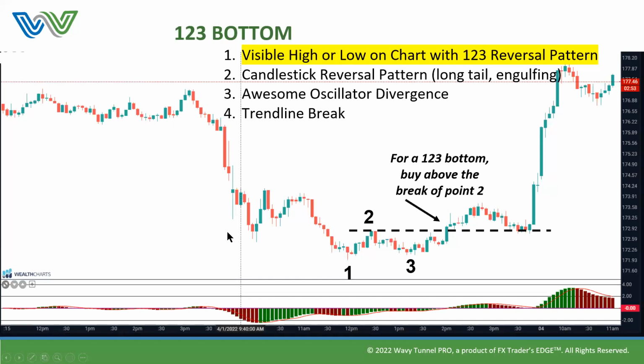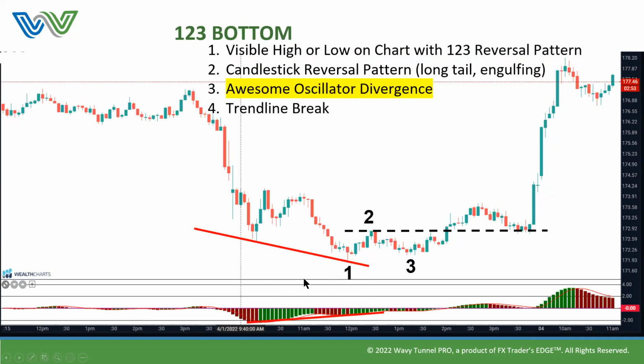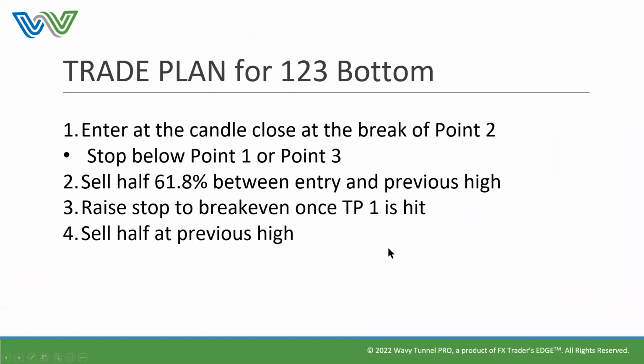So visible low on the chart with 1, 2, 3 reversal, candlestick reversal pattern. We have this engulfing candle, engulfing several candles to the left. The awesome oscillator divergence. Price makes a new low, the awesome oscillator makes a higher low, and then we have the trend line break. So when you have all of this on the chart, you can see very visibly that the market is running out of steam and we could be due for a reversal. But that requires a lot of manual labor, right? Scanning charts manually. And we're going to change that.